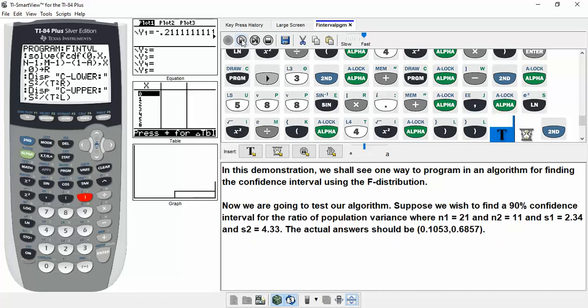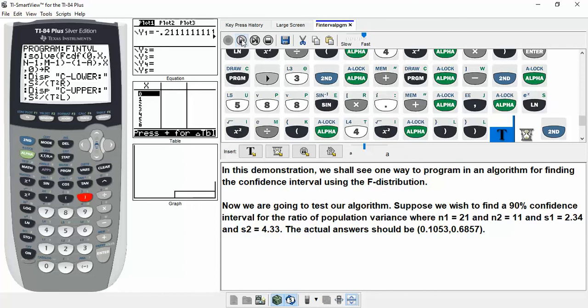And this is one way to program in the F interval, but we need to test this to make sure that it is working properly. So what we're going to do is we're going to come up with an example, and in this example we're going to suppose we wish to find a 90% confidence interval for the ratio of the population variance, where N1 is 21 and N2 is 11, and S1 is 2.34 and S2 is 4.33. Now in a separate calculation we find that the lower bound should be about 0.153 and the upper bound should be about 0.6857.